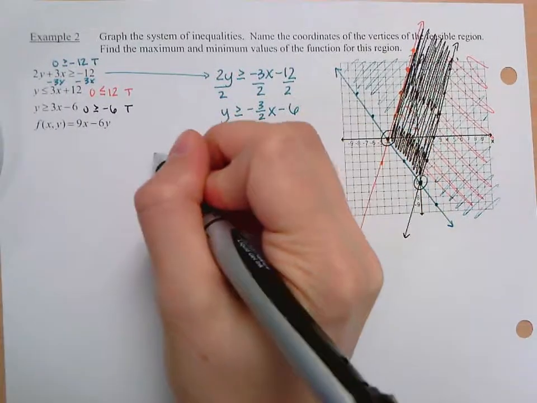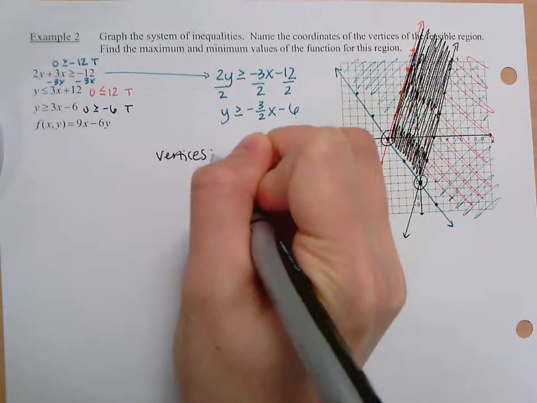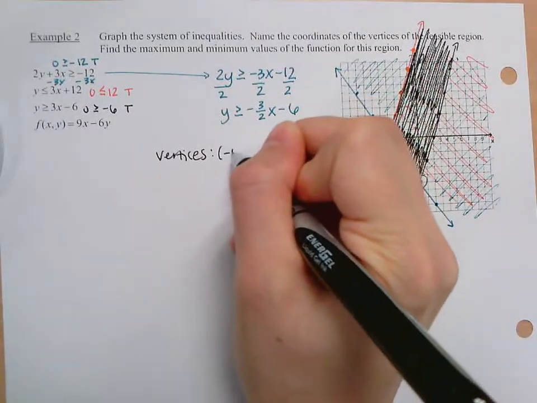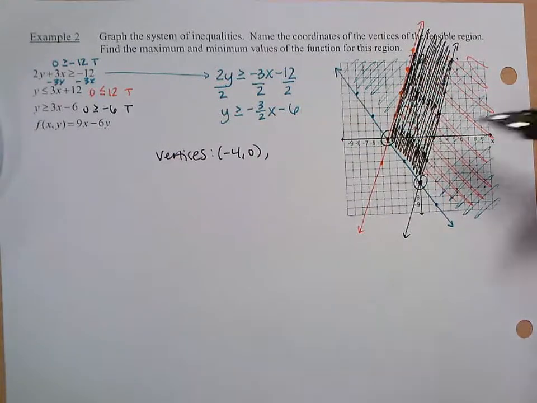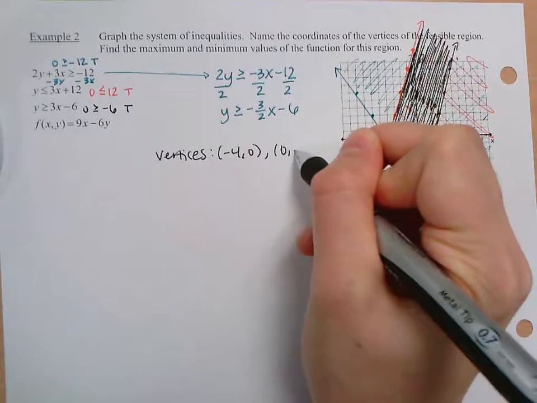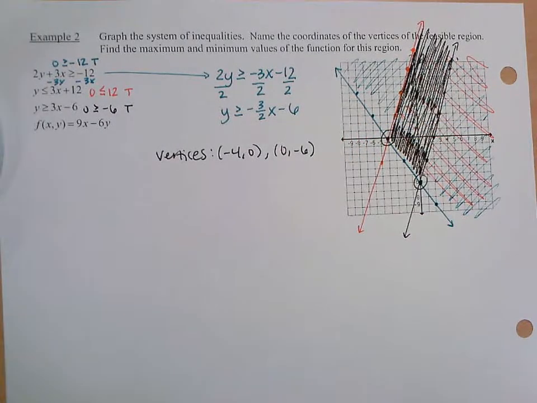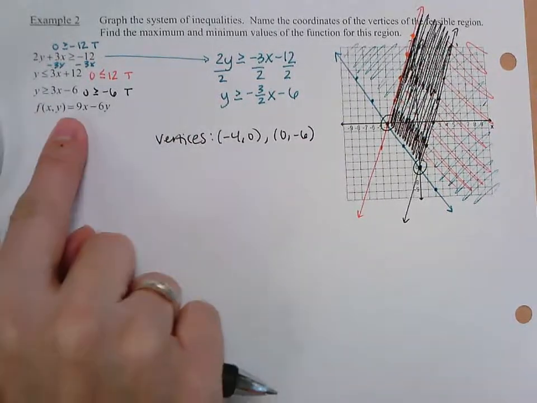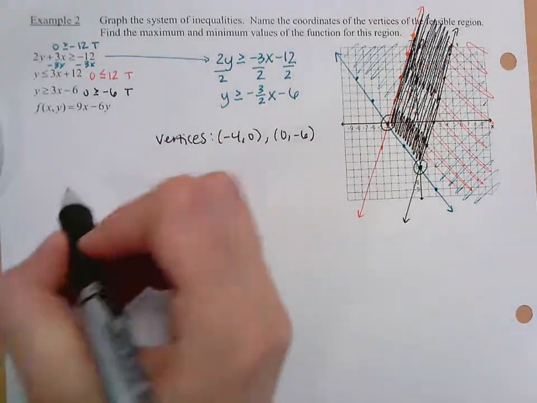So my only 2 vertices are negative 4, 0 and 0, negative 6. And then since it's unbounded, it either has a max or a min. It does not have both. So we have to determine which one it has. So first of all, I still substitute both of my vertices into my function to get the function values.